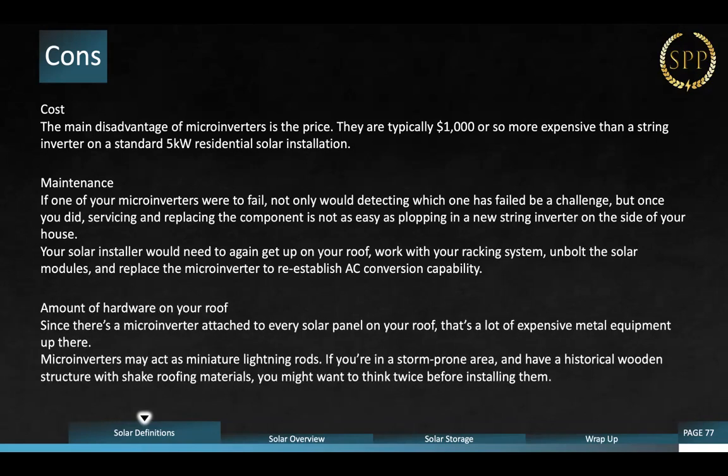The amount of hardware on the roof. So this is crucial. This is actually one of the main reasons why we don't like them. Since a microinverter is attached to every solar panel on your roof, there is a lot of expensive metal equipment up there. Microinverters can act as a miniature lightning rod. So if you're in a storm-prone area, you may not want to be looking at these types of things. Now, just overall, because of the cost, because of the maintenance, because they do have a tendency to go out a lot, even today, we still see a lot of microinverters failing pretty consistently.